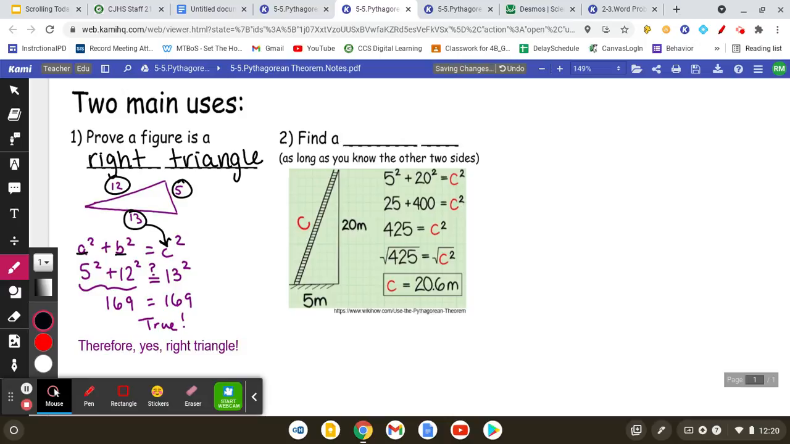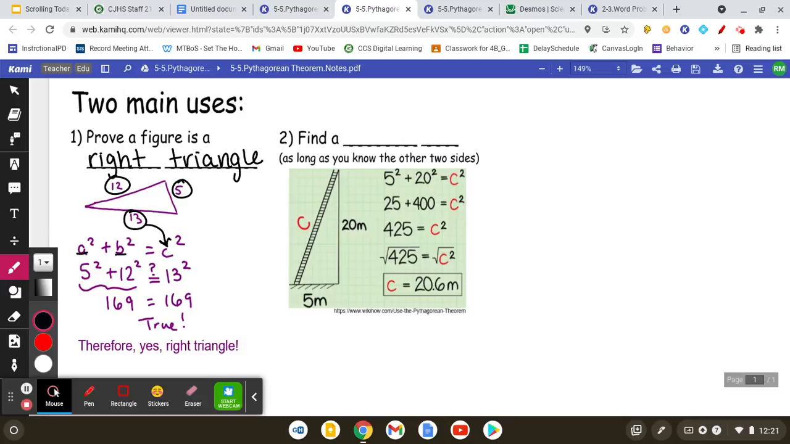When we do that, we'll get 5 squared plus 12 squared equals 13 squared. But we're not quite sure if it equals 13 squared. So we need to keep evaluating this. So 5 squared is 25. 12 squared is 144. If we add those together, we get 169. 13 squared is also 169. Since this is a true statement, it is a right triangle.